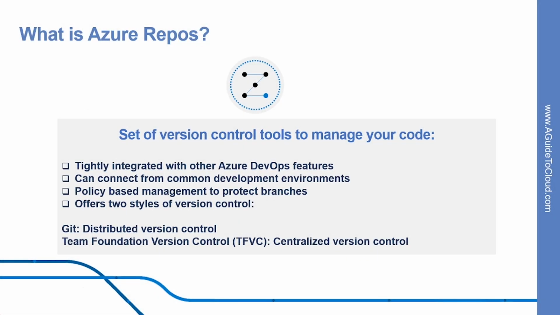So what is Azure Repos? Azure Repos is a set of version control tools that you can use to manage your code. Whether your software project is large or small, using version control as soon as possible is a good idea. Azure Repos provides two types of version control, Git and TFVC. Git is a distributed version control, and Team Foundation Version Control is a centralized version control.